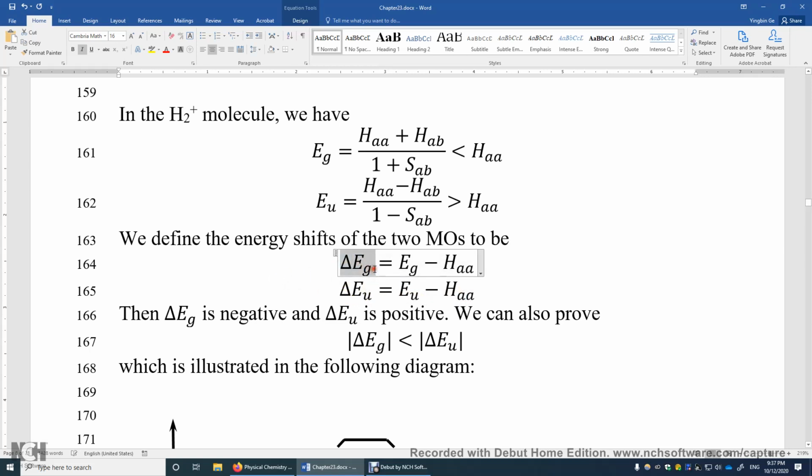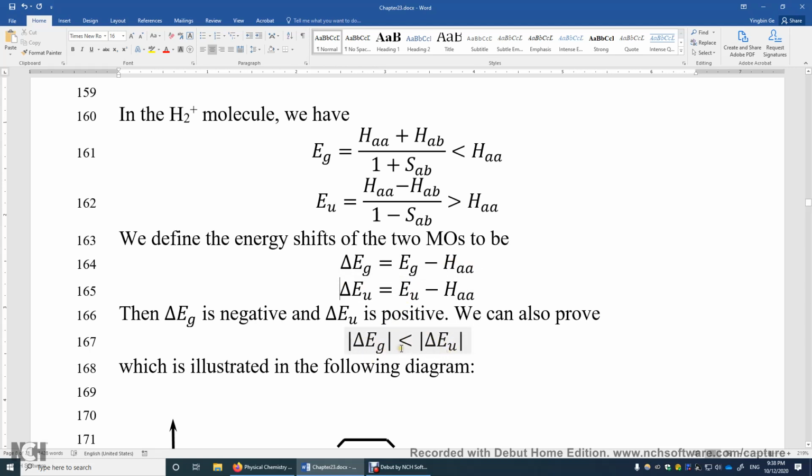Delta E sub g is always negative. Well, it's bonding orbital. Delta E sub u is positive. It's antibonding orbital. The bonding orbital lies below the atomic orbital. The antibonding orbital lies above the atomic orbital. It's possible to prove that this delta E sub g is less than delta E sub u in their magnitudes.